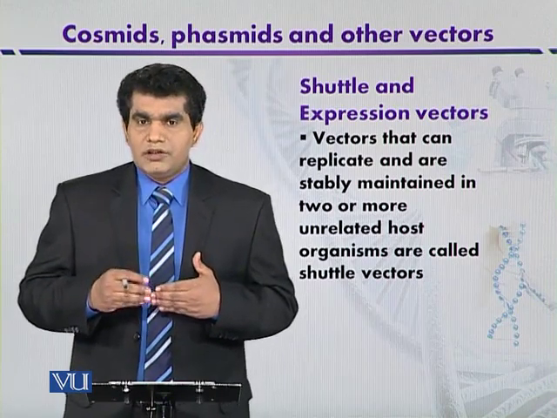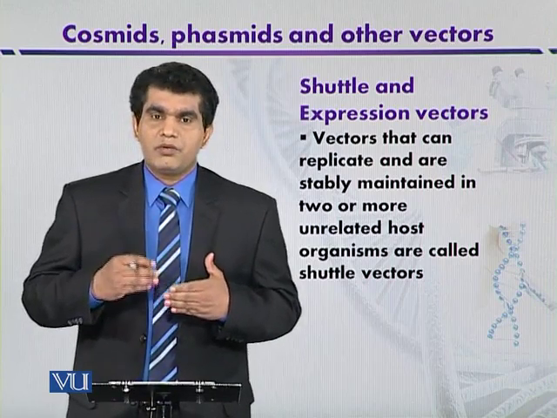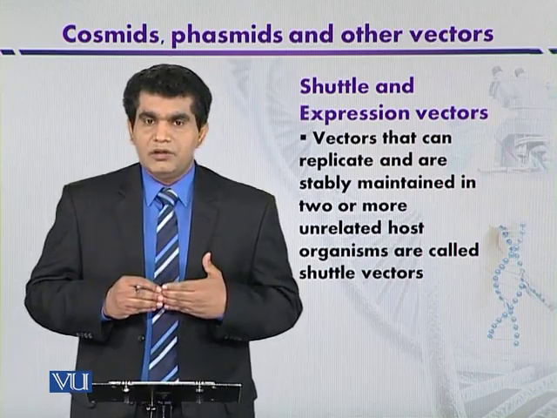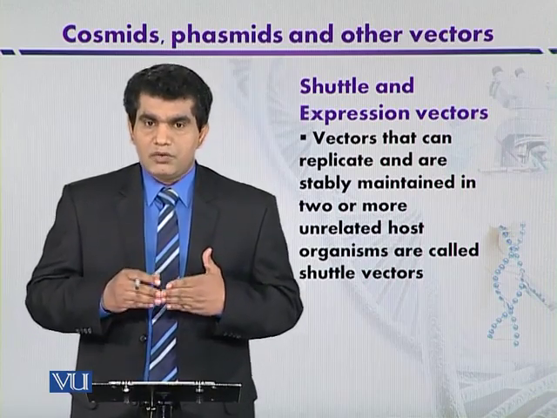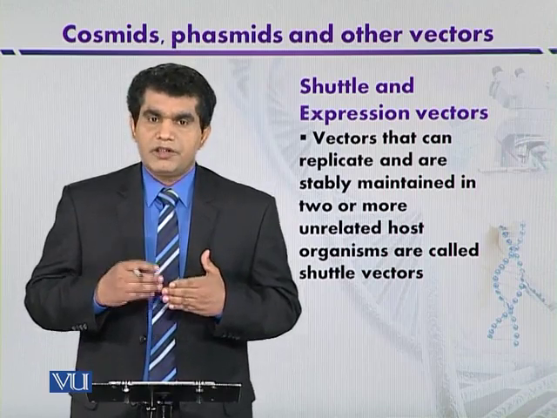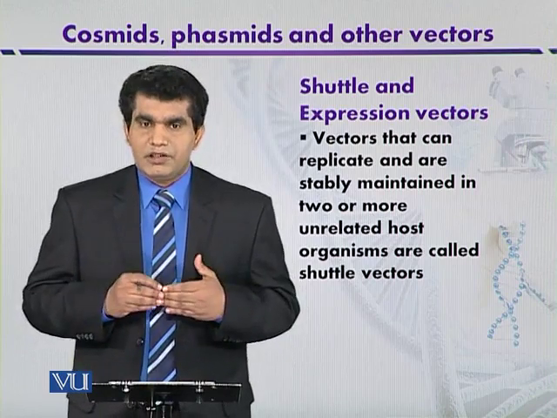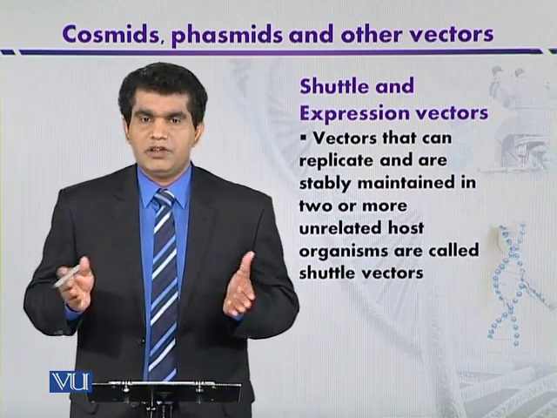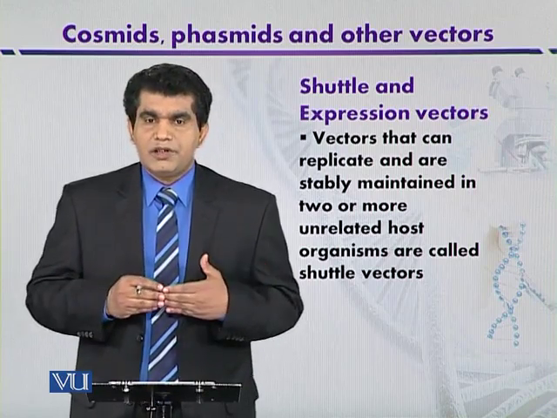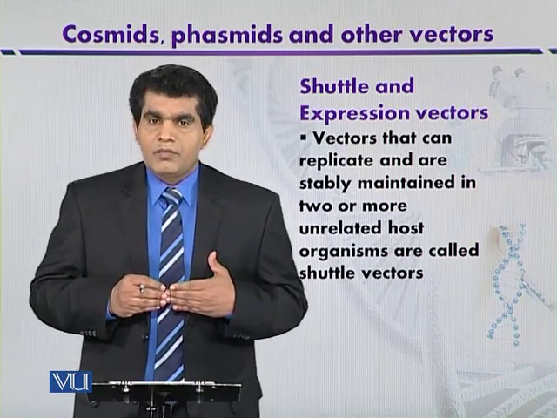Another additional segment that is added within the shuttle vector, especially when we are going to use them with the yeast, is the centromere, because the centromere is required for the binding of the mitotic apparatus during the process of cell division. So it is very important for the division of DNA. The centromere is an additional portion that is required.